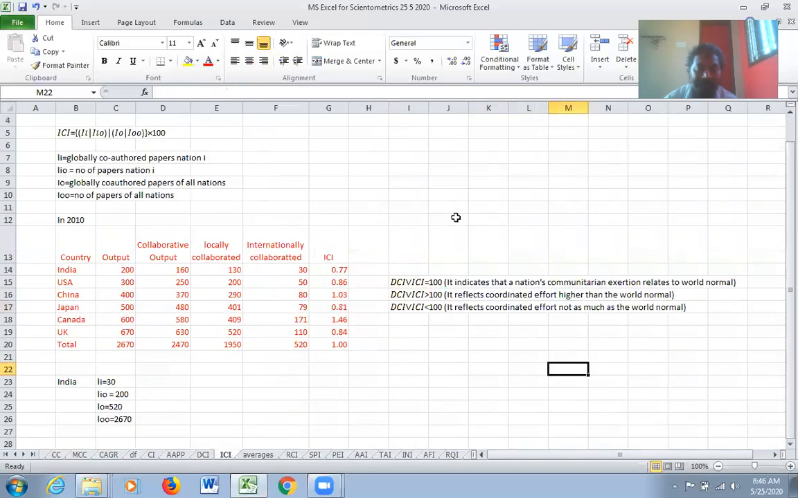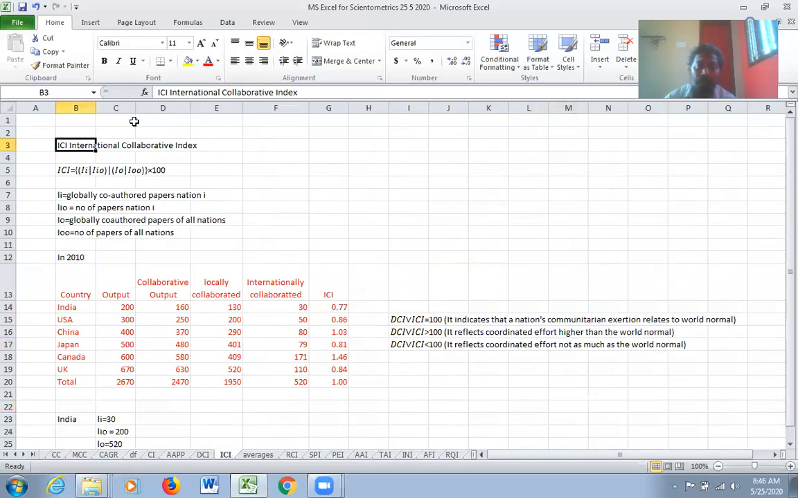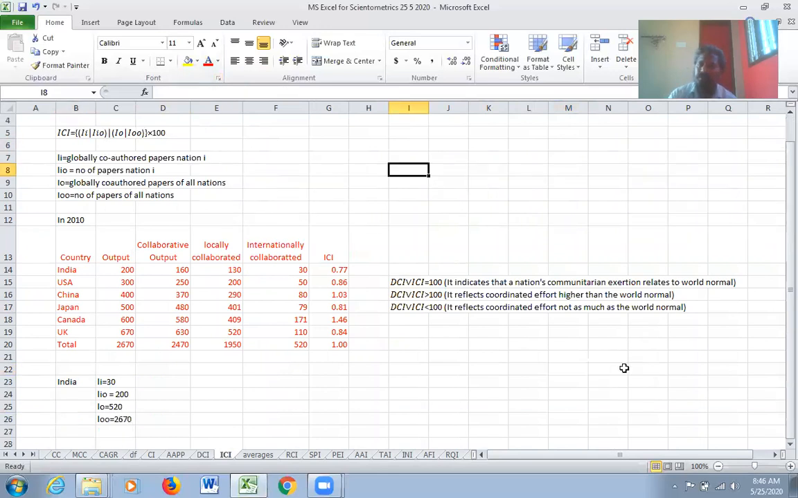Then let me move on to ICI, International Collaborative Index. Same thing. That is, out of the total collaborative research work, how many papers you have collaborated with the authors of other countries. So if you see the proportion, you will get ICI. So you need four components: globally co-authored papers of a country divided by total papers of the country. This is one portion. The second portion, globally co-authored papers of all the nations and number of papers of all the nations. This is another portion. If you divide this by this, you will get the ICI.